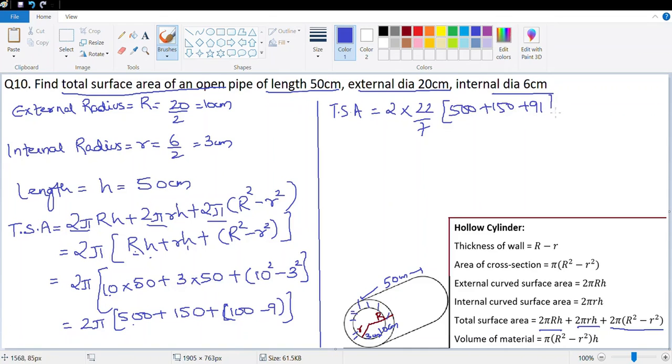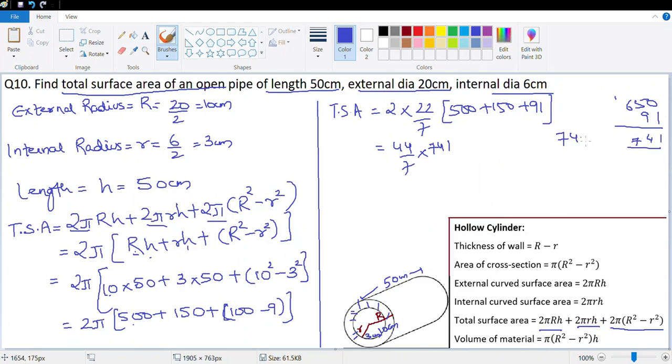So that's 650 and 91. That's 650 plus 91, 1 plus 5 is 6, 5 plus 9, 14. That's 741. So 44 upon 7 into 741. That's a calculation we'll have to do. So let's look at this calculation.